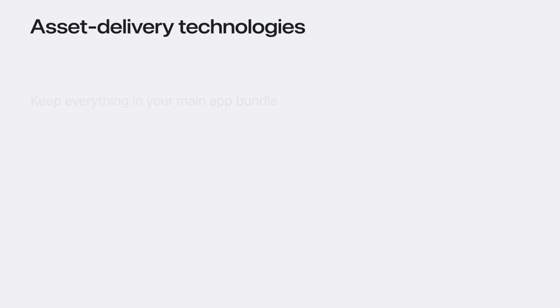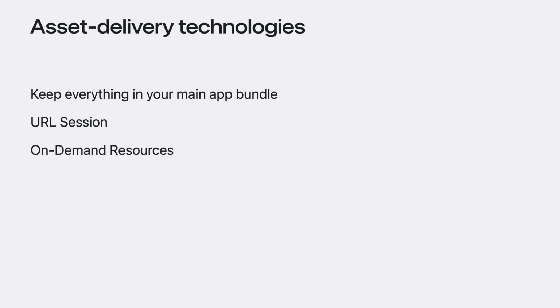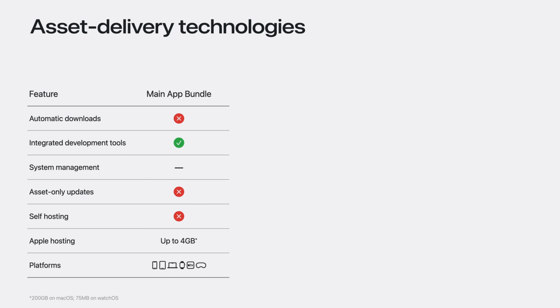Suppose that you're developing a game with several different levels, including a tutorial. You have 4 options for delivering the assets for each level: keeping everything in your main app bundle, URL session, on-demand resources, or background assets. There are pros and cons to some of them, so let me go through it. Keeping everything in your main app bundle forces people to wait for all of the assets to download, even if you only need some of them to start the tutorial level. You could also hit the 4 GB size limit on most platforms, and updating just one of your assets would require re-uploading and resubmitting your entire app.